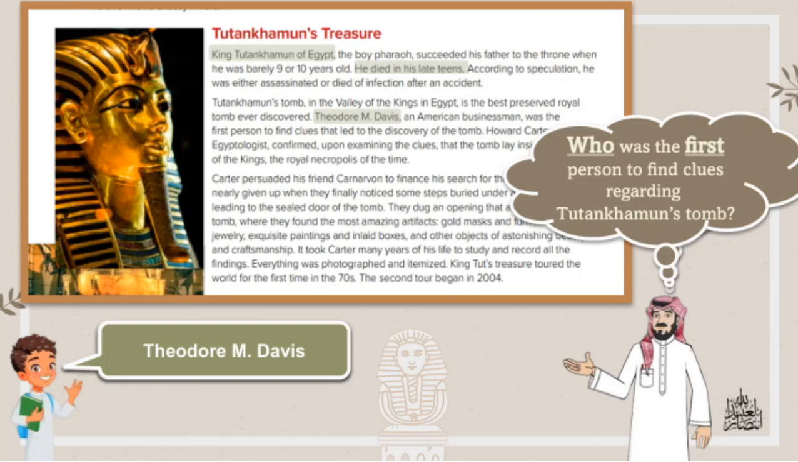Today, I want to introduce you to Theodore M. Davis. He was the first person to find clues about Tutankhamun's tomb, which was a huge breakthrough in Egyptology. Davis was quite young at the time, only in his late teens, showing that even young explorers can make significant discoveries. Now you might wonder, how old was he when he died? Well, he didn't live to see the full story unfold, but his early work set the stage for future discoveries.